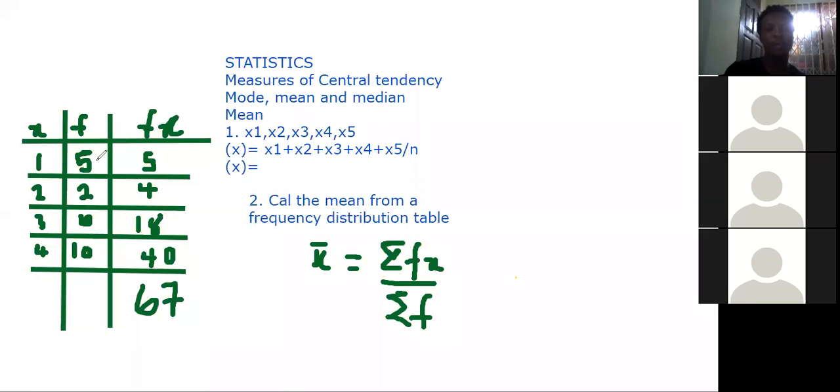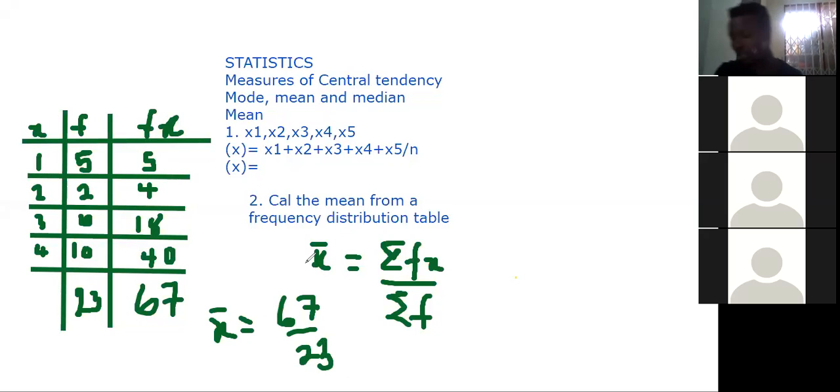Then we are going to add the whole of this. This will be 7. 7 plus 6 is 13. 13 plus this, so this will be 23. So if I'm to find my mean, it will be given by 67 all over 23. So this will be my mean. You can write it in decimals.